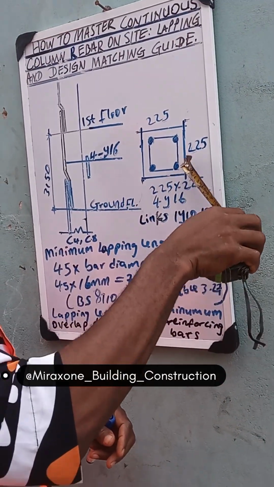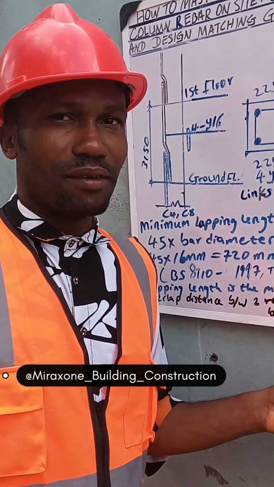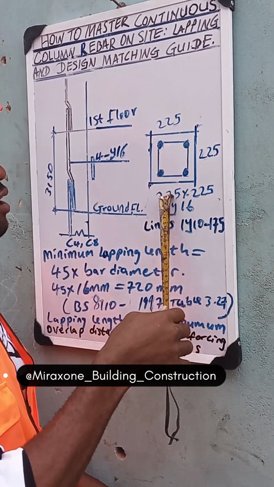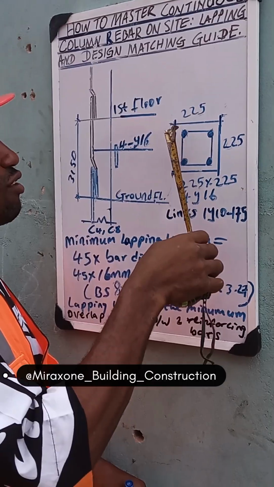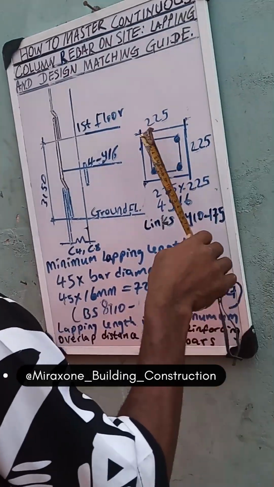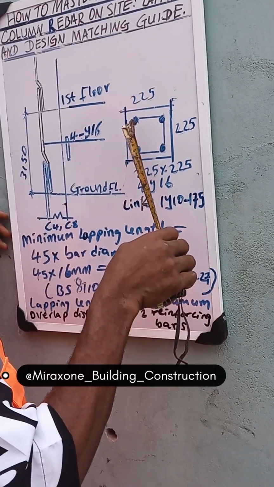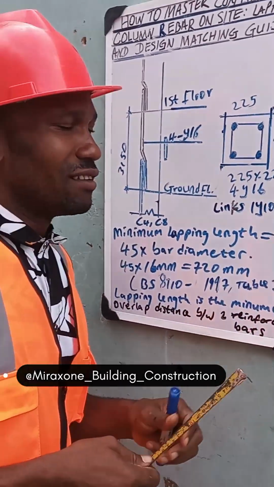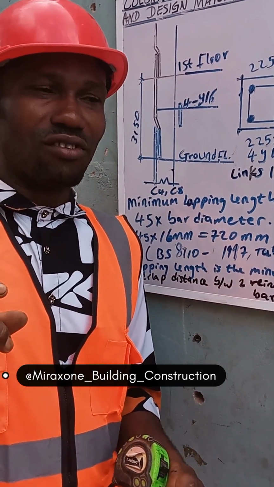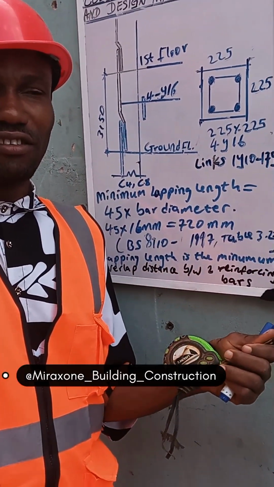Then the size of the column itself is 225 by 225. Simple. Do you understand me? The size of the column, as you can see, is 225 by 225. The dots here, just like I said, represent 4 bars: 1, 2, 3, 4. It's as simple as ABCD. So when you are giving instructions as a site foreman or supervisor or building expert, use these things; you will not omit them. These are the things you should look at.